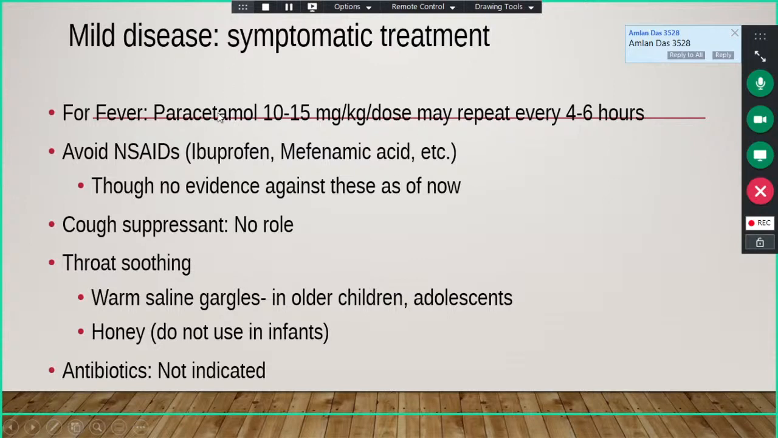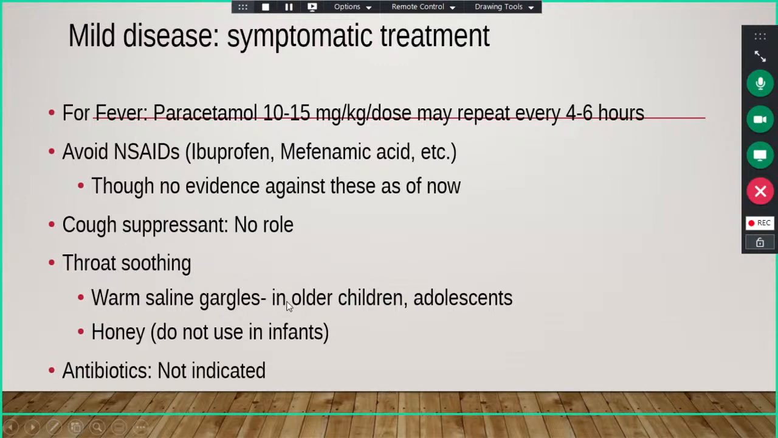The treatment is symptomatic. You can give paracetamol 10 to 15 milligram per kilo per dose, repeated every 4 to 6 hourly. And in adults, it may be 500 to 750 milligram of paracetamol 4 to 6 hourly. Generally, we try to avoid non-steroidal anti-inflammatory drugs like ibuprofen or mefenamic acid, though there is no evidence against these as of now. Cough suppression doesn't have any role.